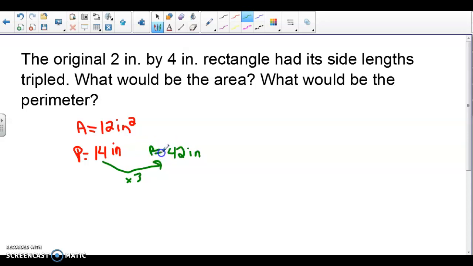Now for the area, remember area is a two-dimensional measurement. So if the side lengths are tripled, that means you would not multiply the area by 3, but you'd multiply it by 3 squared. 3 squared is 9. 12 times 9 would be 108. So the area is 108 inches squared.